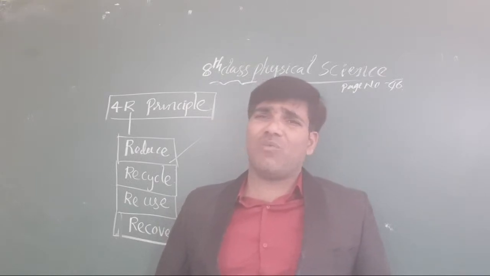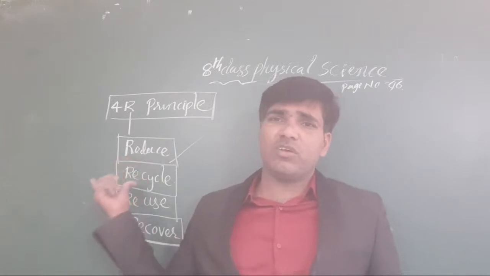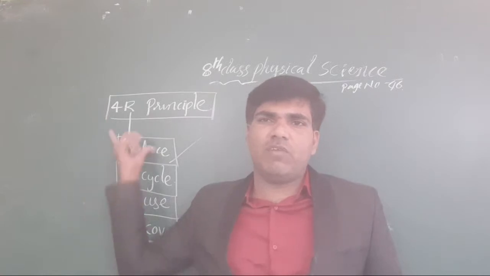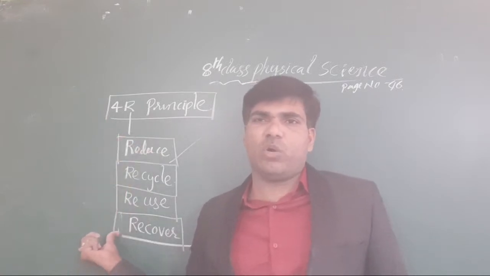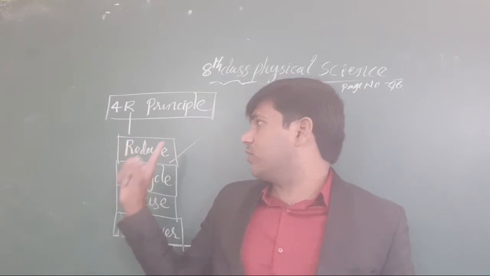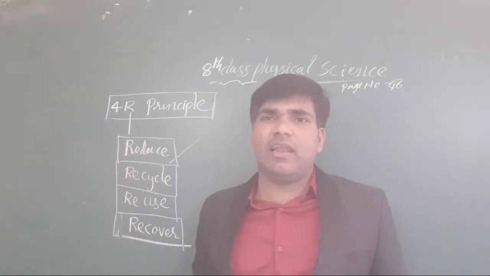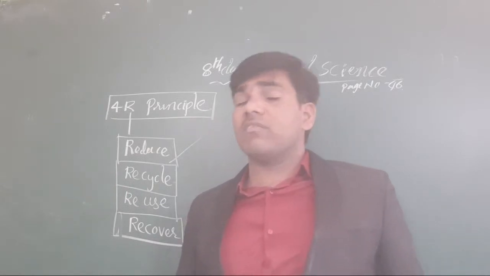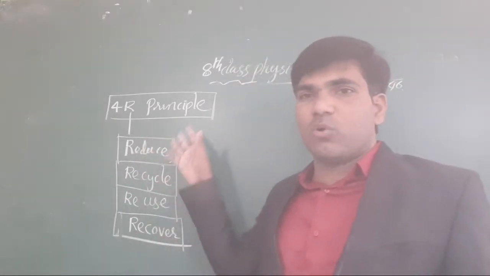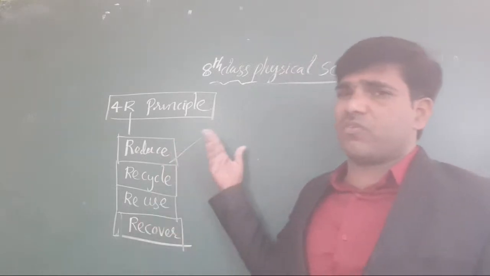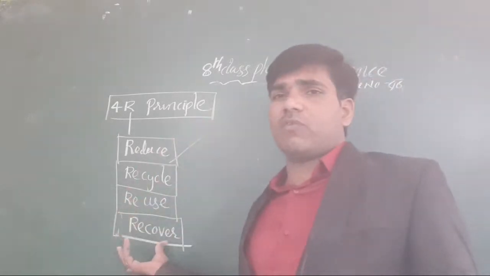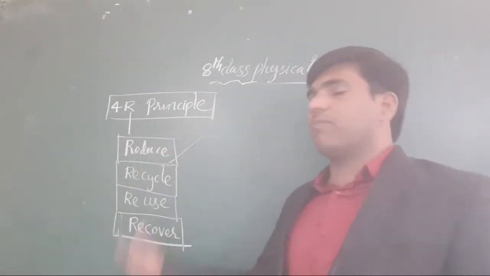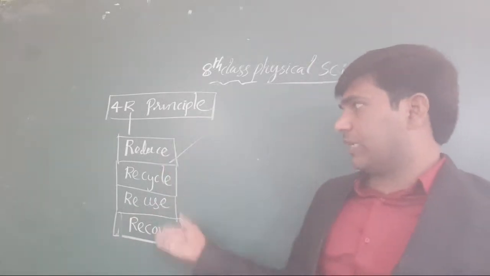So what is the process for reducing the effect of plastic on our environment? We have to follow these 4R principles. What are the 4R principles? First is reduce, second is recycle, third is reuse, fourth is recover. This is not a compulsory order; these are the steps and you may use them in any order, there is no problem, but these 4R components are compulsory.